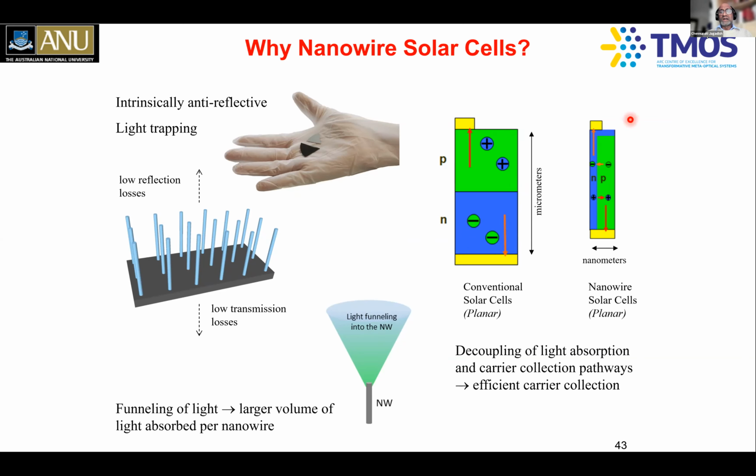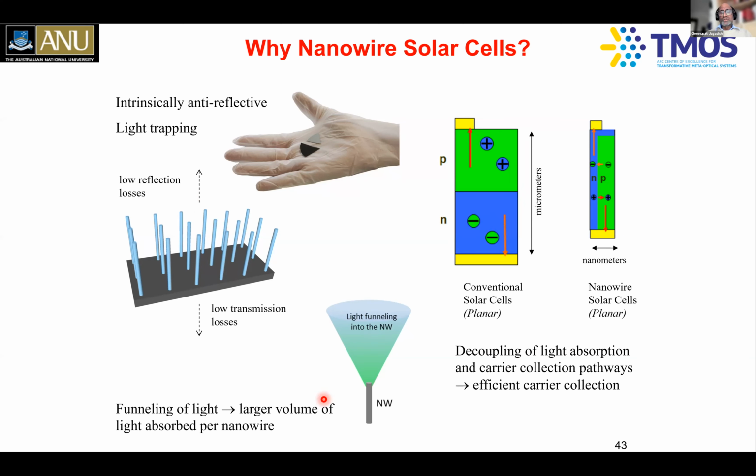In the case of nanowires, you can make the nanowire as long as you want to absorb all the light, and you can make a lateral PN junction or a core shell PN junction. That means you'll be able to collect the carriers very efficiently. So for the first time, you're able to decouple the absorption pathways and the carrier collection pathways using these nanowire solar cells. They also have intrinsic anti-reflective properties because light gets trapped in these nanowires, so you've got very low reflection losses. That means you don't really need to put anti-reflection coatings or anything.